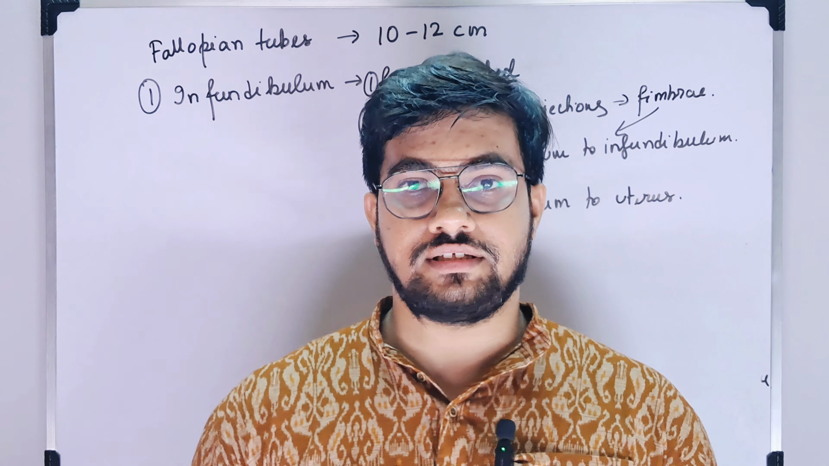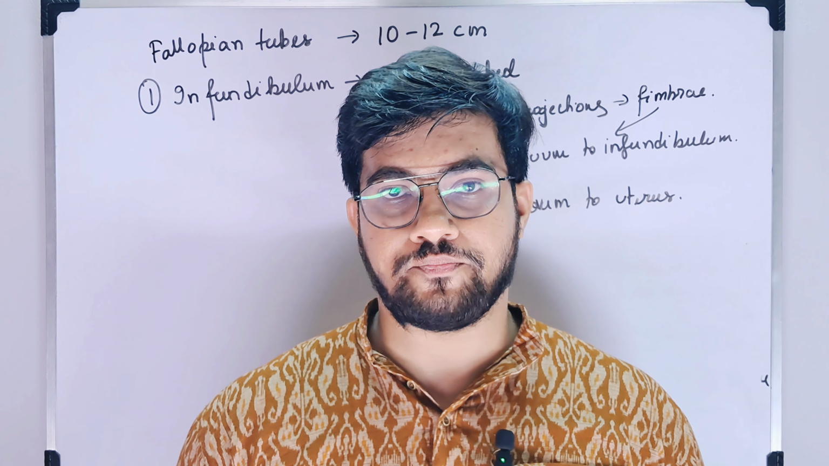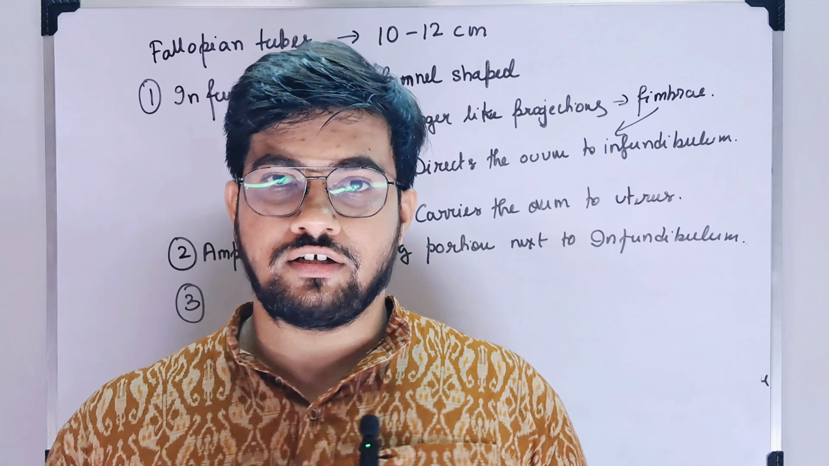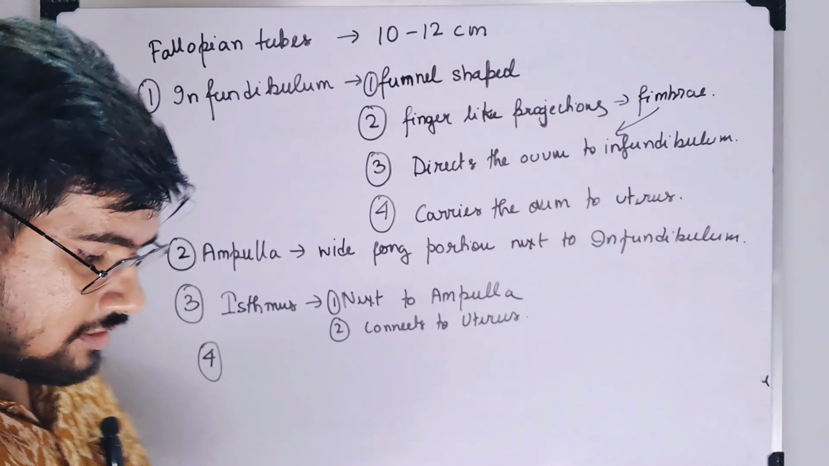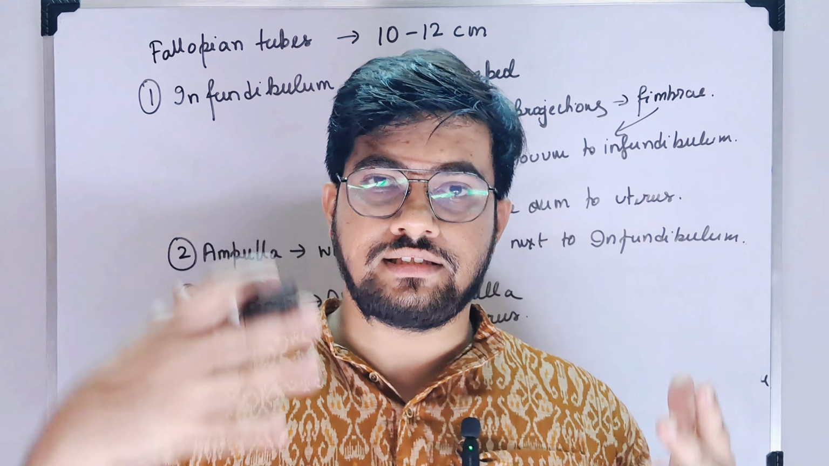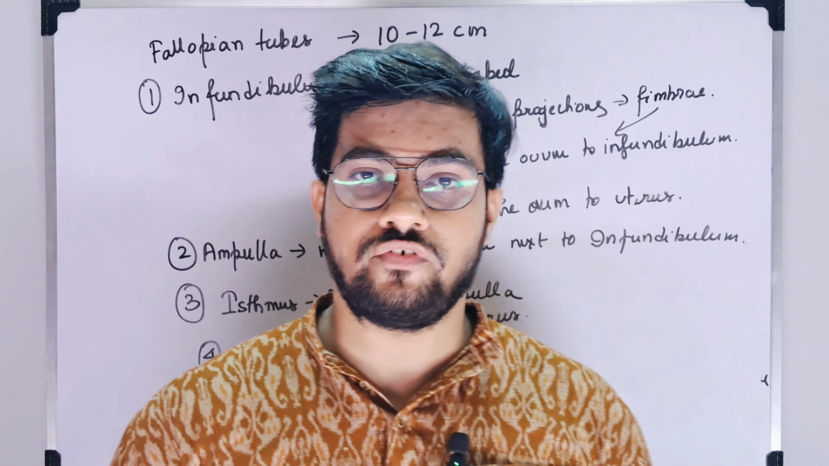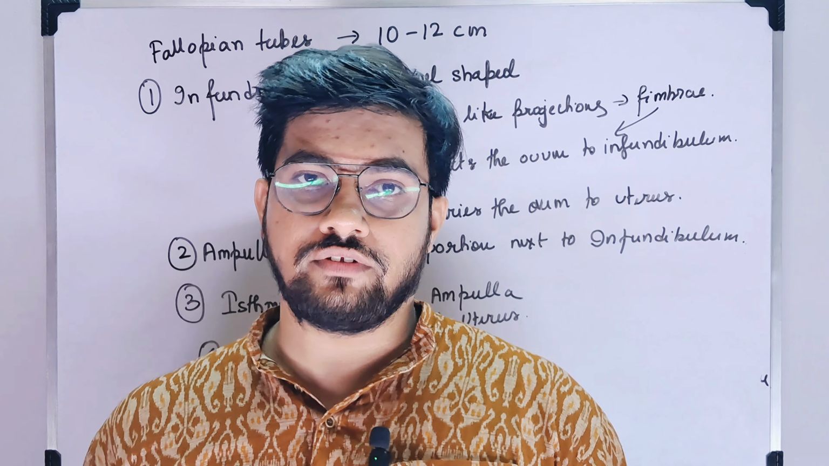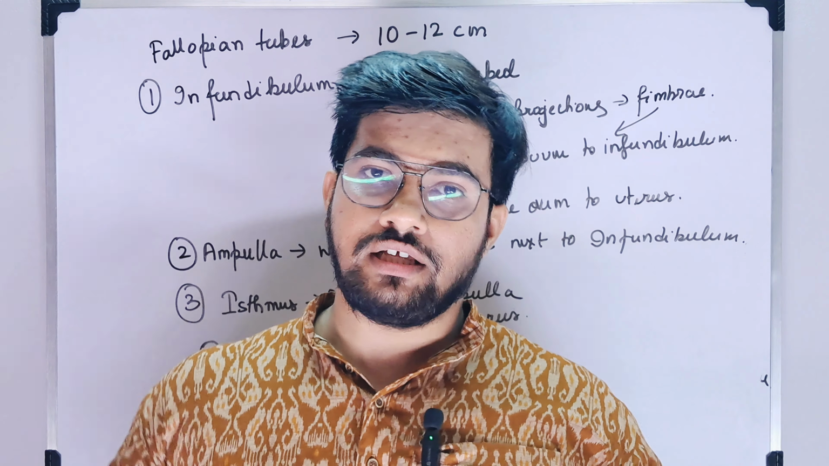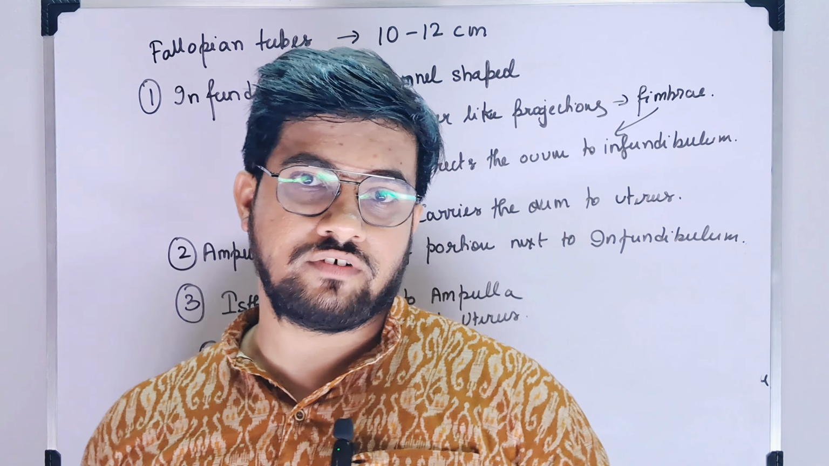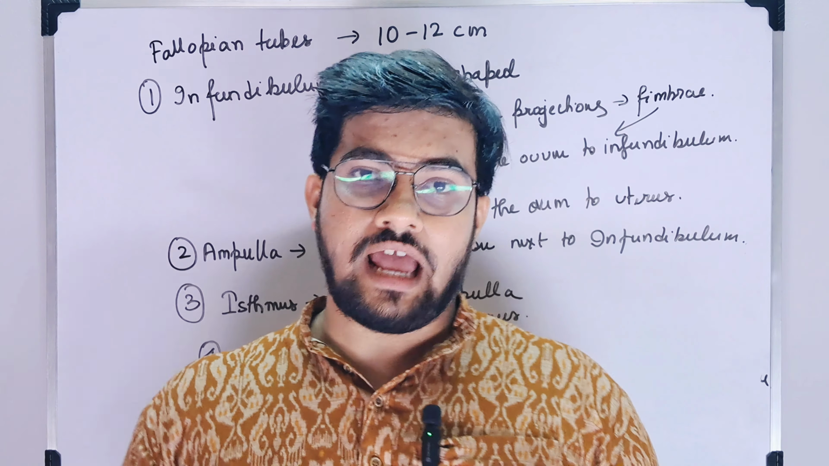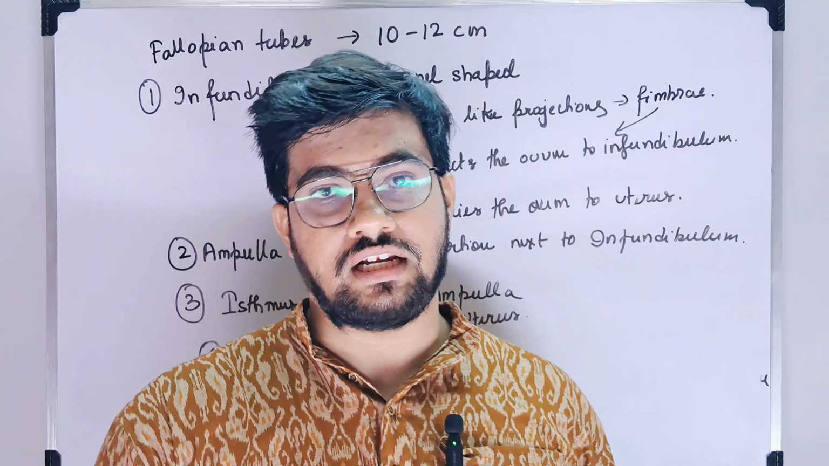Next we have the ampulla, which is the wide long portion next to the infundibulum. The isthmus is a short narrow portion which mainly connects the tube to the uterus. Lastly we have the uterine part which enters the uterus and finally brings the ovum to the uterus. We have to keep in mind that fertilization takes place in the upper portion of the fallopian tube. When the ovum is in the upper part of the fallopian tube, the sperm travels up to that place where it fertilizes. So it can be a region between the ampulla and the isthmus. Mainly the ampulla is taken as the position where fertilization takes place.